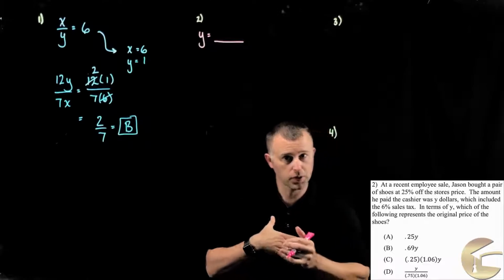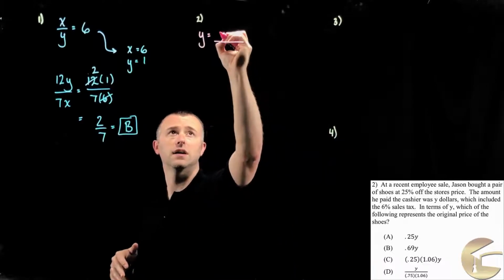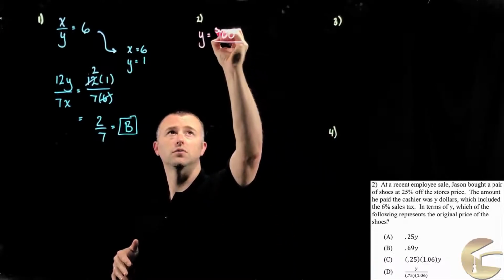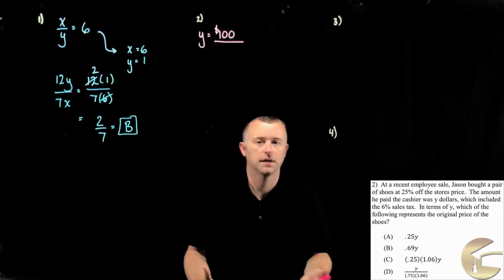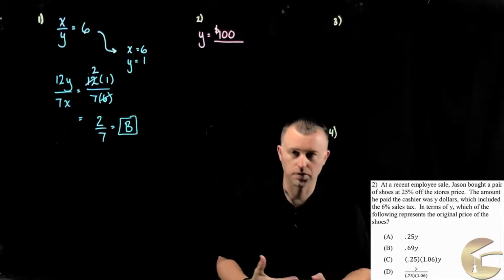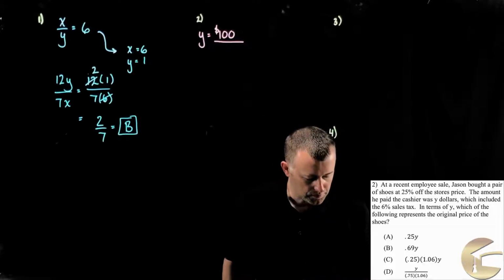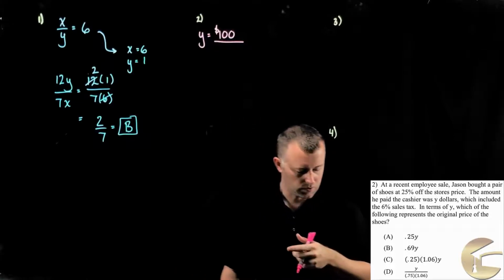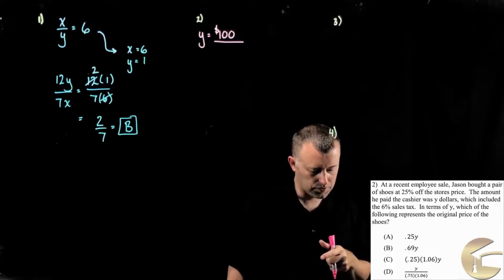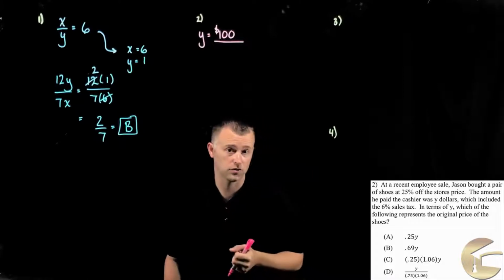Now, if it's a percentage plug-in like this one is, I'm going to say 100, which in this case represents $100. Now, I don't know what y represents overall, but I know it's probably going to be a cost. So the amount he paid was y dollars. That's what he ended up paying when he went to the register, which included a 6% sales tax. So what is the original price of the shoes?